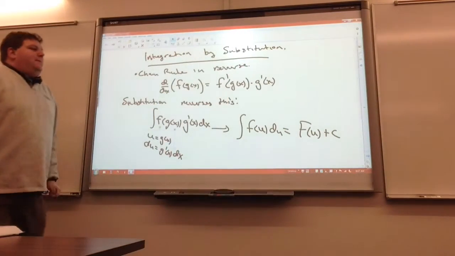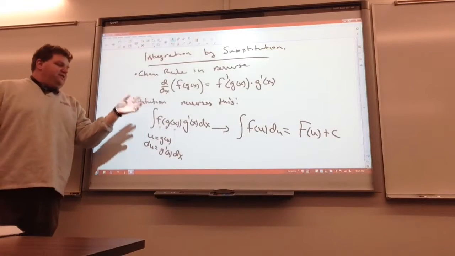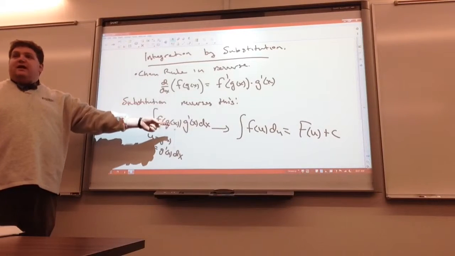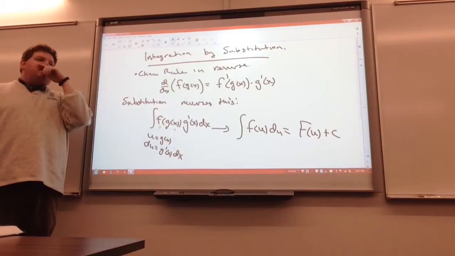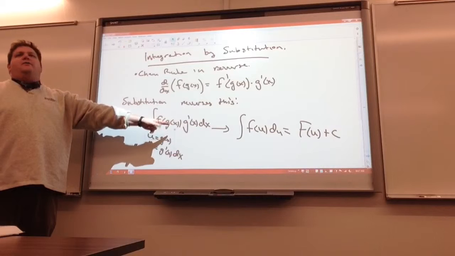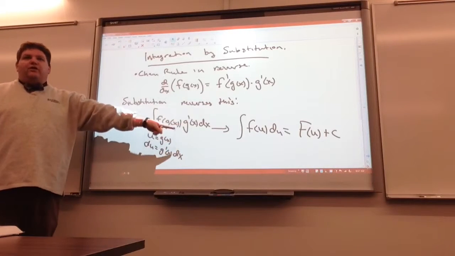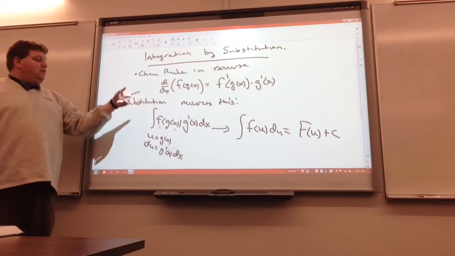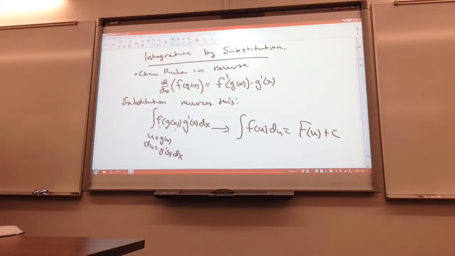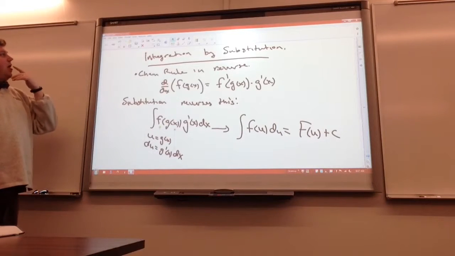So, how this is working here is, if I can identify something as being a function, like g of x, and then see that its derivative is also in the problem, I can do what's called u substitution to be able to solve it. That's what we looked at before break, for those of you who might remember. But this is essentially what we're doing.